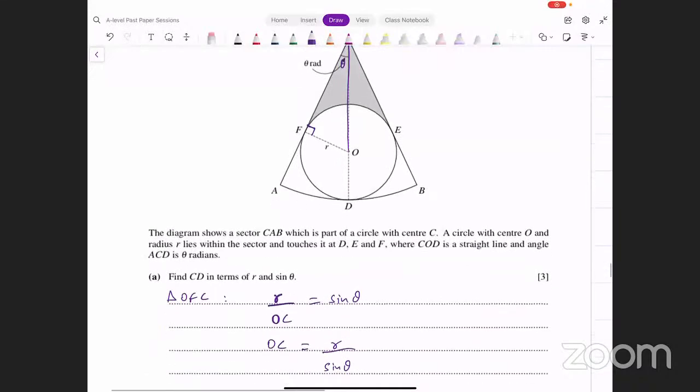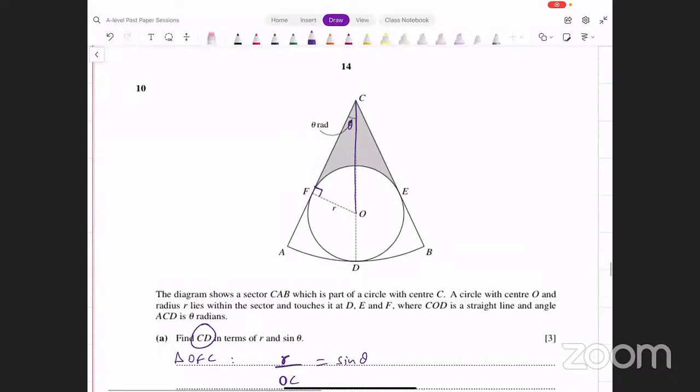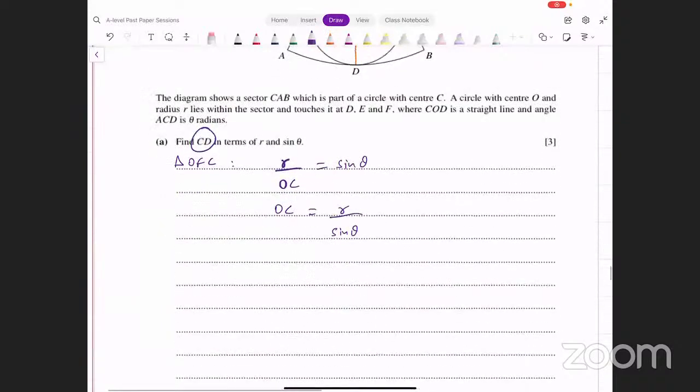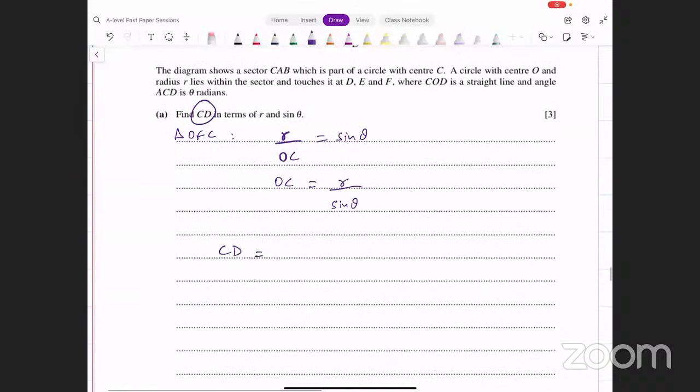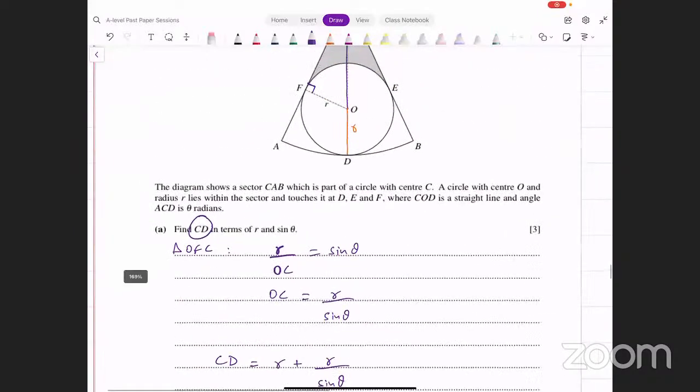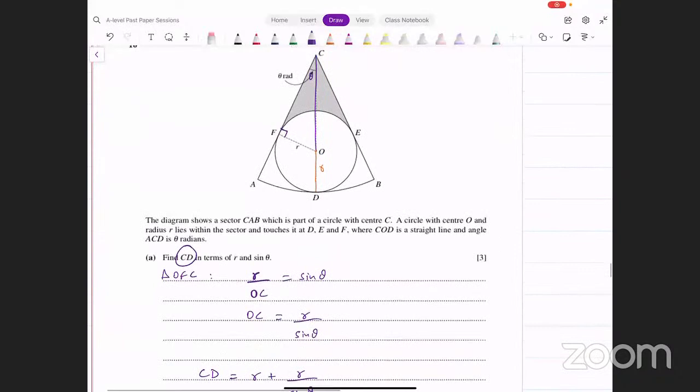What did we want? We wanted CD. हमें ये पूरी लेंथ चाहिए थी C से लेकर D तक. तो क्या करें, इसमें ये नीचे वाला रेडियस ऐड कर दें. This is also radius, right? तो CD क्या हो जाएगा? It's just going to be R plus R over sine theta. That's the length CD. That's what we had to do here. All right, CD length पे आ गया हमारे पास. Let's move on.